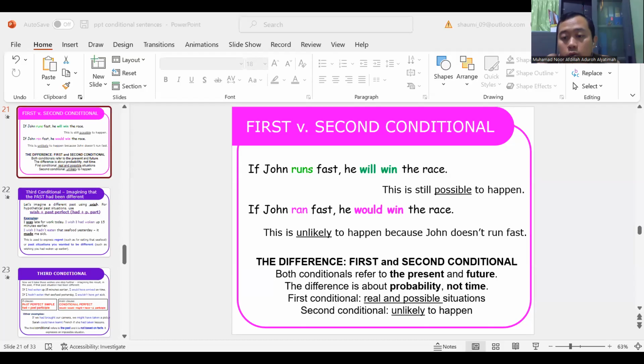Last meeting, we just learned about if conditional type 2. And now, we move to conditional type 3. Okay, class, allow me to share screen the PowerPoint. Okay, I hope you all here can see what I share.